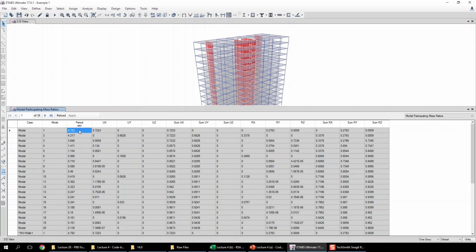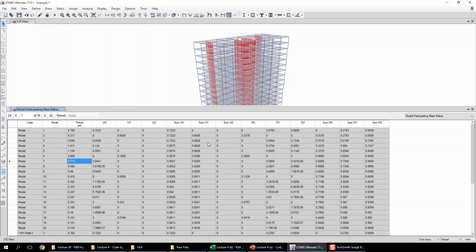So we will note down these time periods because the software is picking the spectral accelerations and spectral displacement corresponding to these time periods for x direction analysis. So 4.782, 1.411 and 0.719 are our 3 time periods of first 3 modes in x direction.